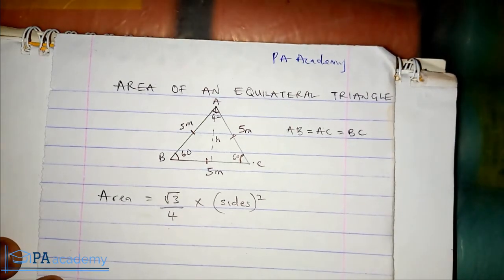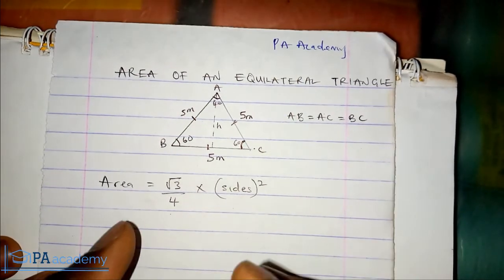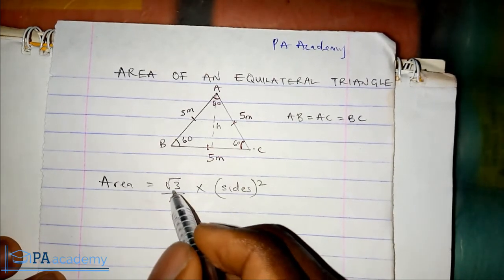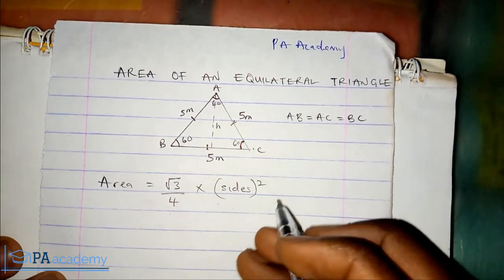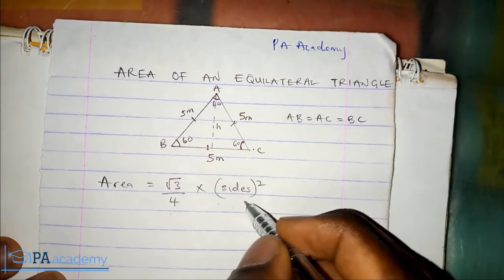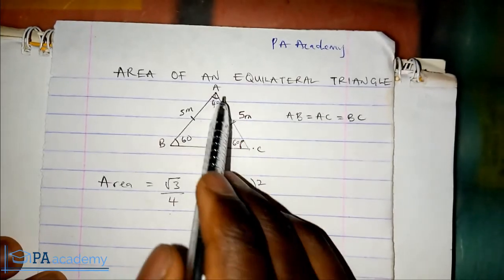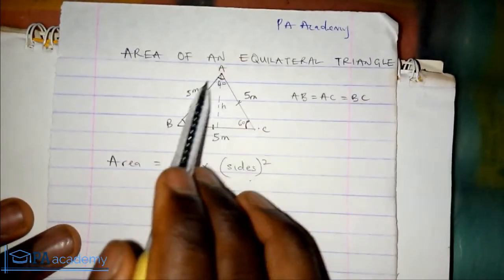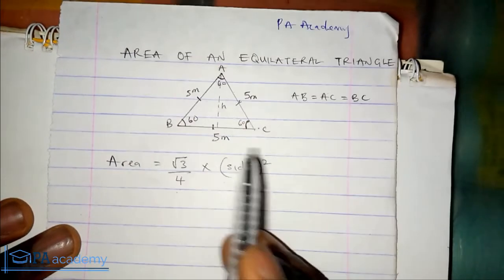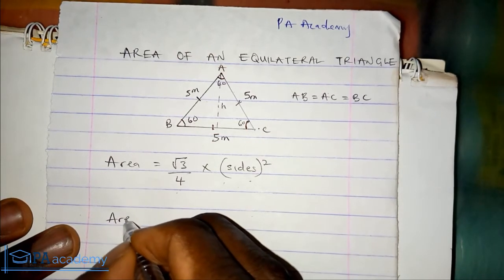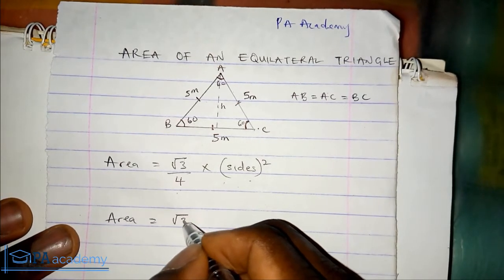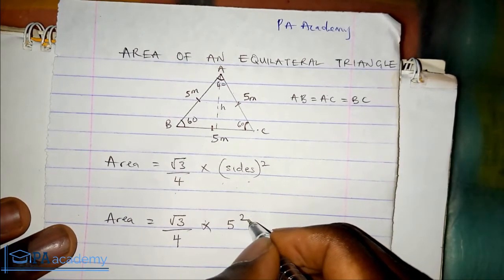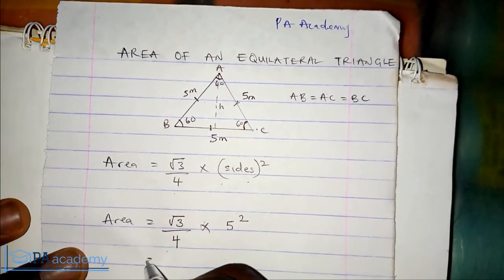But our core interest is calculating the area. This time the formula is different for calculating the area of an equilateral triangle. Here we have root 3 over 4 multiplied by the square of the sides. So now using this triangle as an example, if you are asked to look for the area of this equilateral triangle with a side of 5 meters, that means the area is equal to root 3 over 4 times 5 squared.